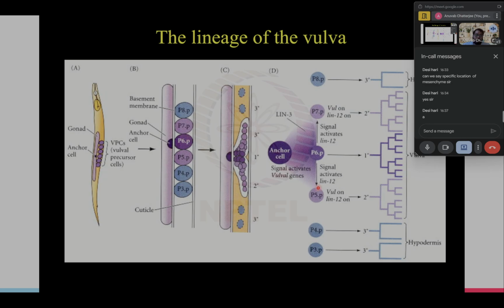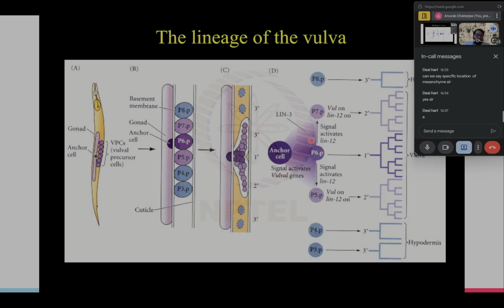So what does it do? It sends out a signal which is a paracrine signal. These cells are not touching each other, but the anchor cell sends out a paracrine signal, the protein LIN-3, which goes and binds to P6.p. Since P6.p is the closest one, it starts acting first and then forms the primary fate.